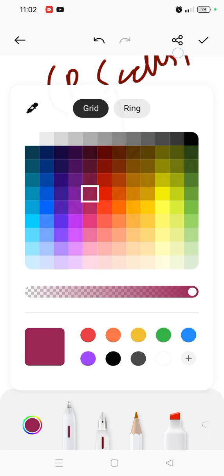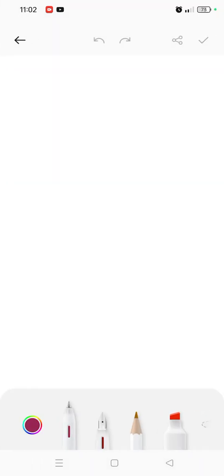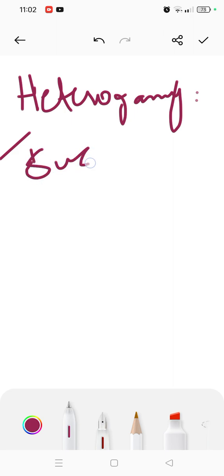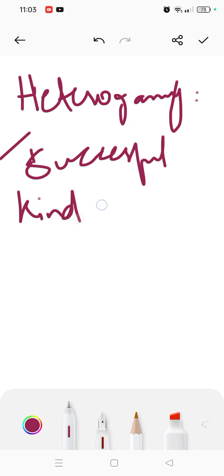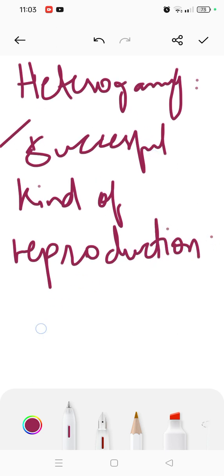I've just reached the limit, so let's continue with another set of notes. The fourth is heterogamy. Heterogamy is a more successful kind of reproduction, and it evolved in bryophytes.